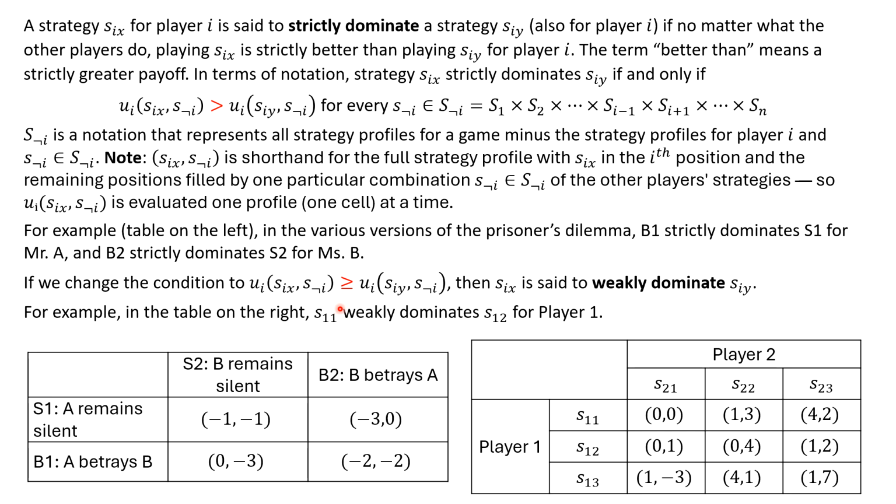Okay, so that's two concepts that will come up quite a bit, and that's used to find solutions. So when we saw the solution previously for the prisoners game, player 1 selected their dominant strategy, B1, and player 2 selected their dominant strategy, B2, and that's what left this intersection here as a solution, -2, -2.